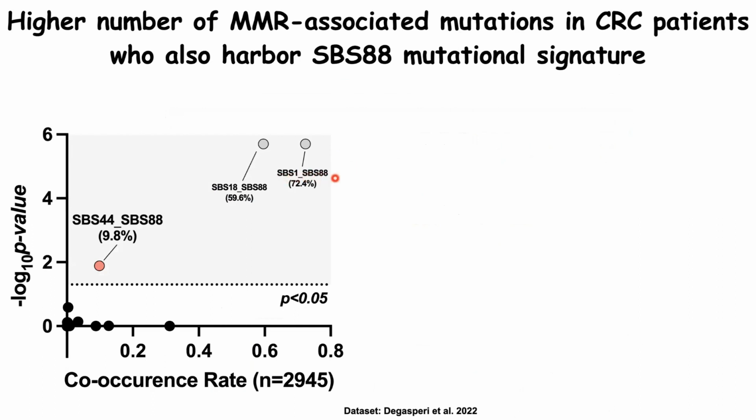We found SBS 88 associated with SBS 1. And this is a mutation that is increasing with age. So the more age you are, the more of this SBS 1 you will find. So this is a clock signature. So it's interesting, but not highly relevant to us. SBS 18 is a reactive oxygen species mutational signature that is associated with SBS 88.